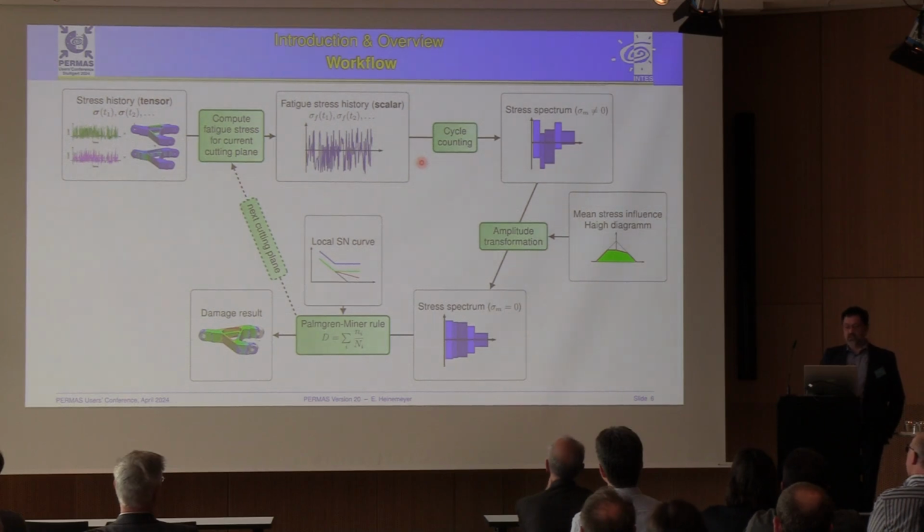And this we can now do what is called a cycle counting. We do this with a rainflow algorithm, and what we end up with is a stress spectrum. You can see it down here. Now we have to account for the non-zero mean stress, which is done by amplitude transformation. This stress spectrum with a mean stress of 0 can now be used with our local SN curve to compute the partial damages. Then we repeat this process for the next cutting plane. And in the end, you will end up with a damage result that is the maximum value over all the cutting planes.